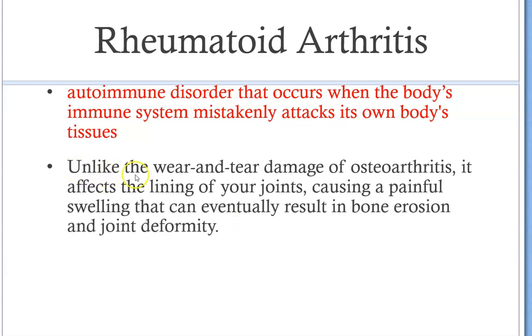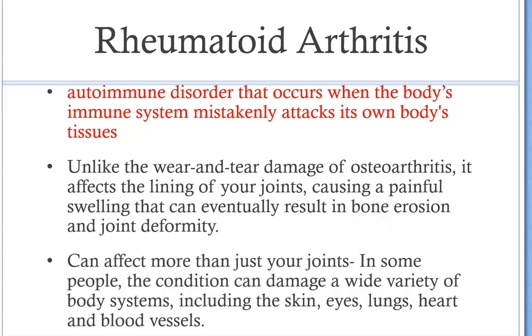And so what we're going to see says, unlike the wear and tear damage of osteo, it affects the lining of joints, causing painful swelling, and can even result in bone erosion and deformity. And so it can affect more than just your joints. Again, you just need the red. In some people, this condition can damage your other body organs, such as your skin, your eyes, your lungs. So this one is autoimmune, and there's a lot of autoimmune disorders.